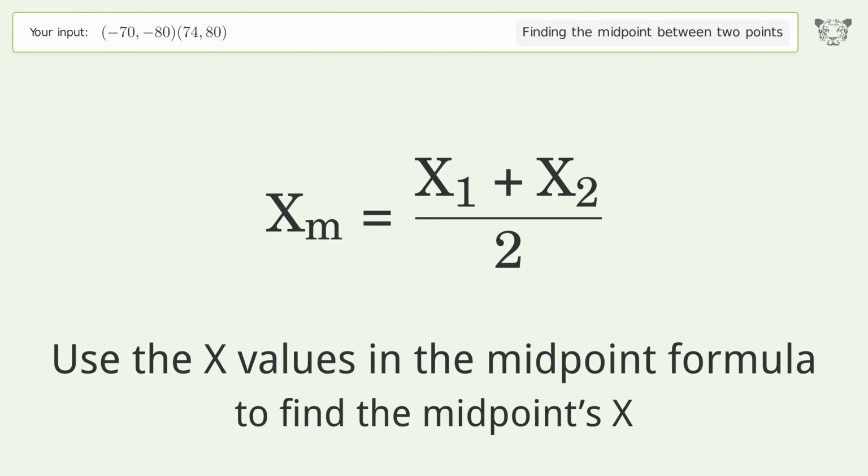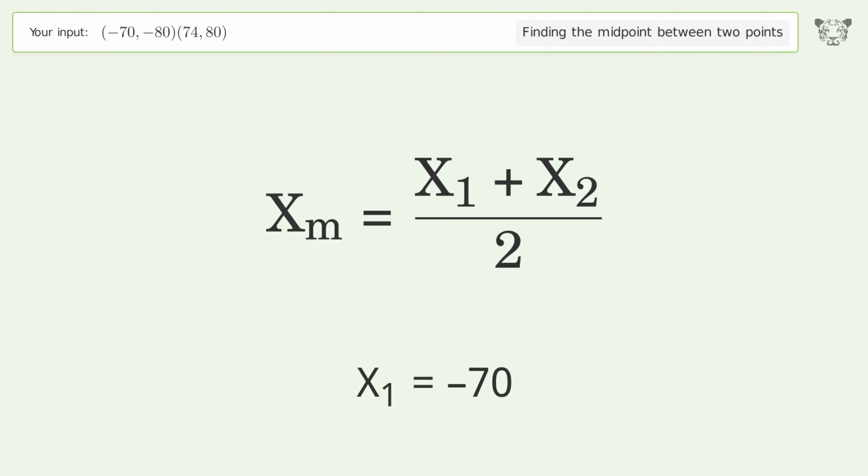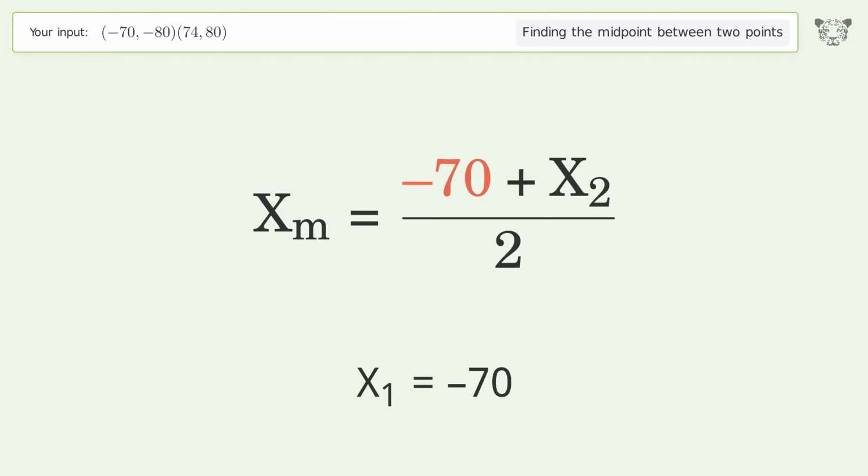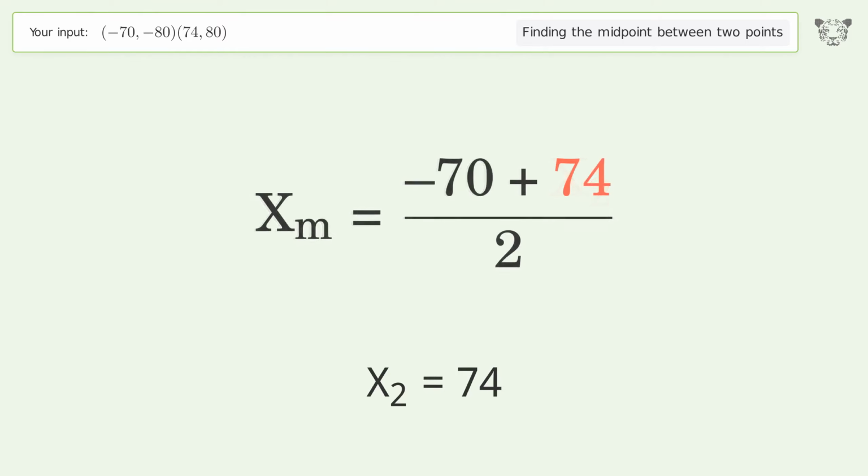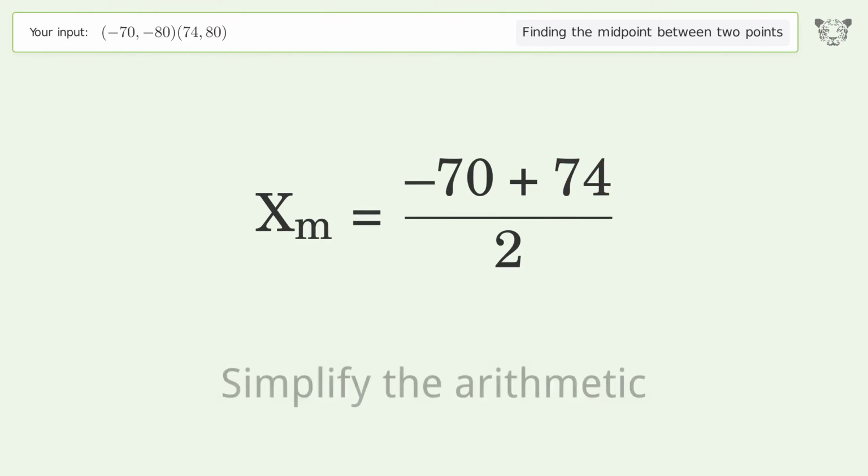Use the x values in the midpoint formula to find the midpoint's x. x1 equals -70. x2 equals 74. Simplify the arithmetic.